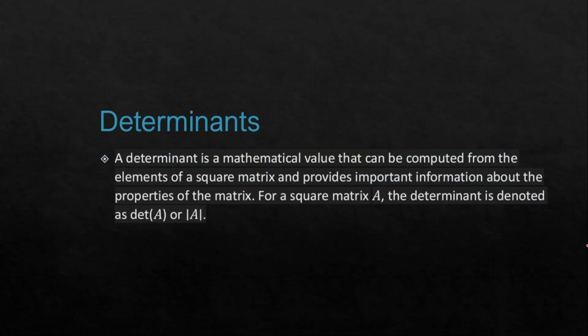Now, a really important topic of matrices is determinants. A determinant is a single number, a value that provides important information about the properties of a matrix. Every square matrix has a determinant. The determinant is written as det A, determinant of A, or A with the modulus sign.